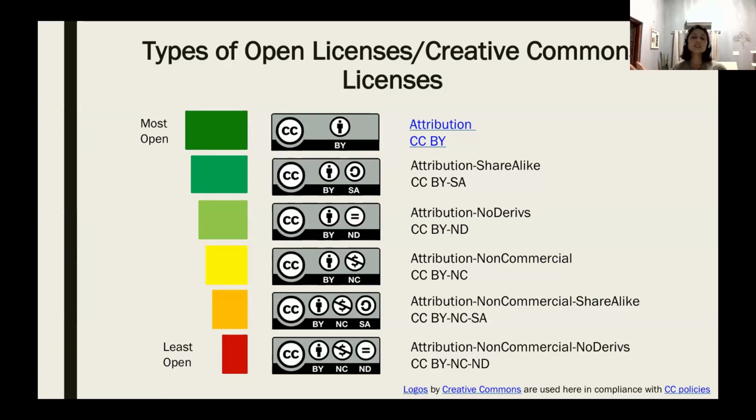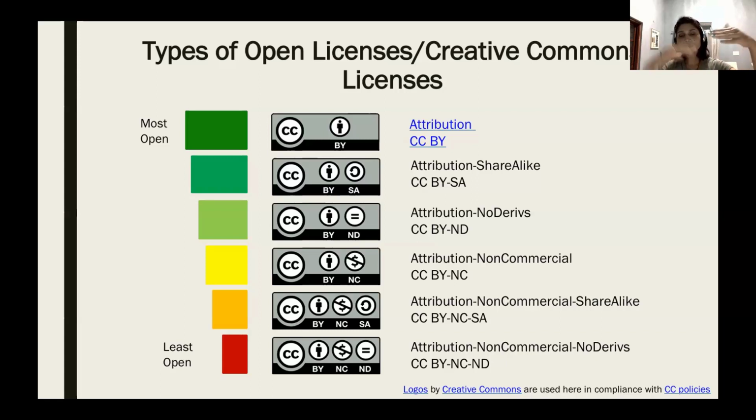Plus also, the reused work cannot be used for any commercial purposes. If it is used for any commercial purposes, or if any modifications are being made in the original author's work, then that will be actually violating the laws of the licenses.